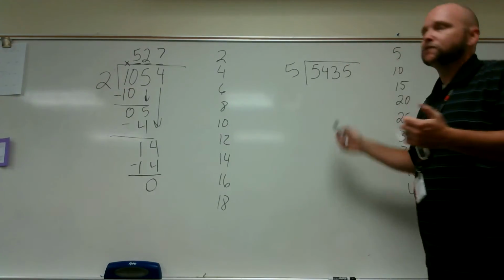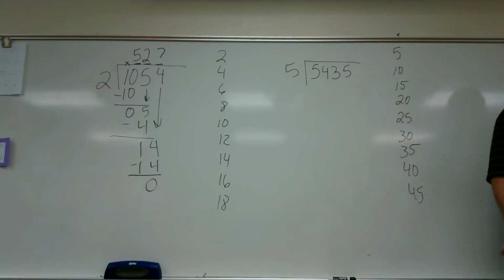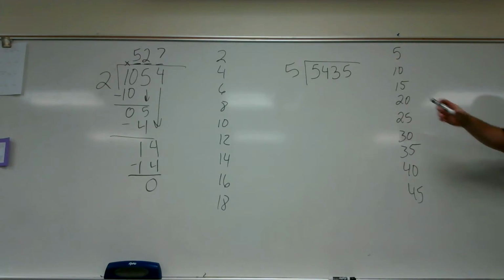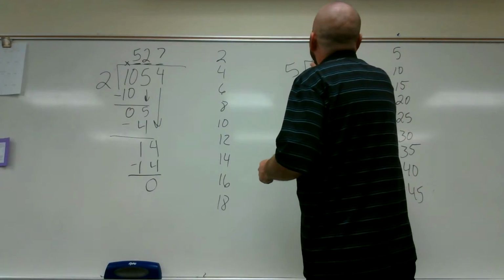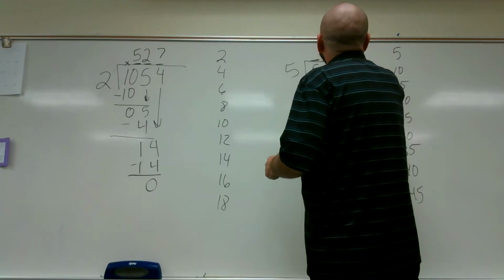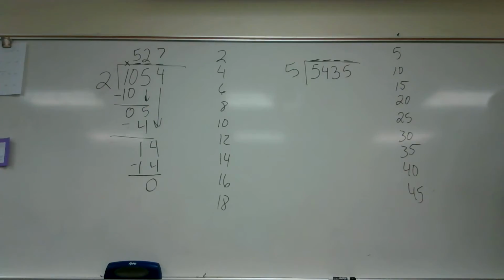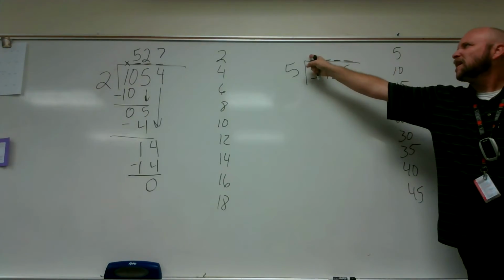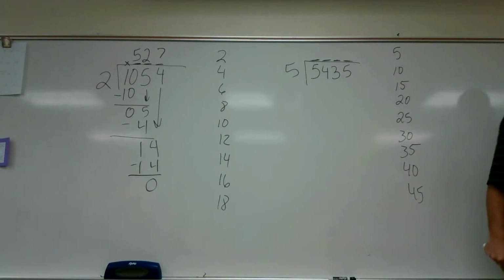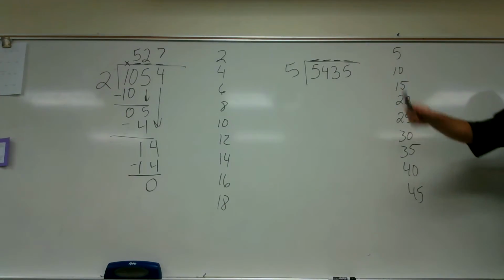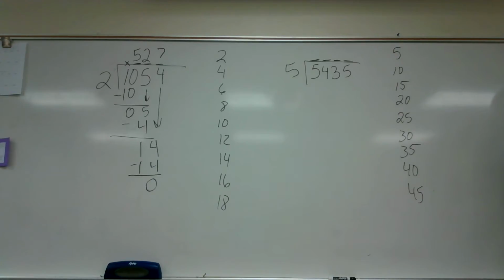Okay, I'm going to go through this one just a little quicker because I got to stop and take attendance. All right. Lainey, does 5 go into 5? Yes, that means I'm going to have a 4-digit number, a number greater than 999 but less than 10,000. So how many times does 5 go into 5, Lainey? 1 time.